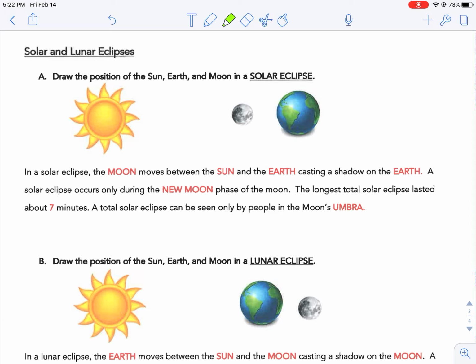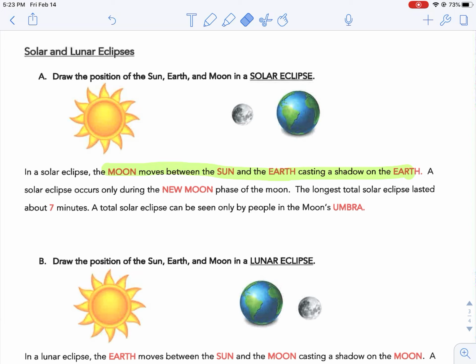And in a solar eclipse, the moon, due to its proximity to us, when it's all perfectly lined up on the correct plane, has the ability to cover up the sun. So in a solar eclipse, the moon moves between the sun and earth, casting a shadow on earth. So let's go ahead and get rid of that. It's going to have a really little shadow, isn't it? Because of the fact that it is a little object.